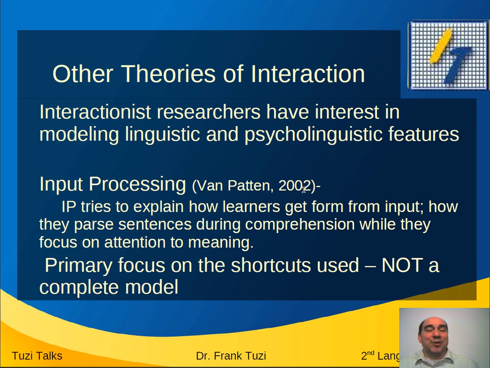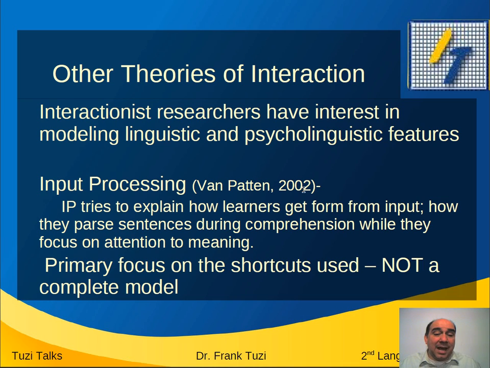Okay, now there are some other theories related to these interactionist theories and the output hypothesis. The researchers that have been doing these types of studies, like Long and Swain, have been doing their primary work in the areas of modeling the linguistic and the psycholinguistic features of the things going on in the brain, how this process is working in reaction to the environment, in reaction to what's going on with other people, with the environment that they're in. Okay, so that's what they're trying to look at now.